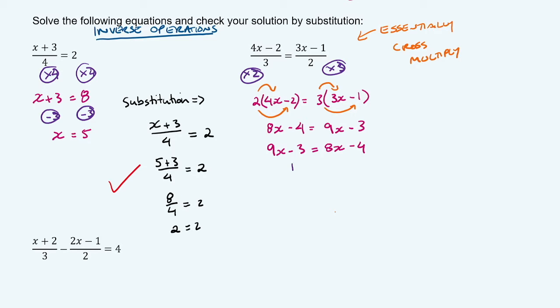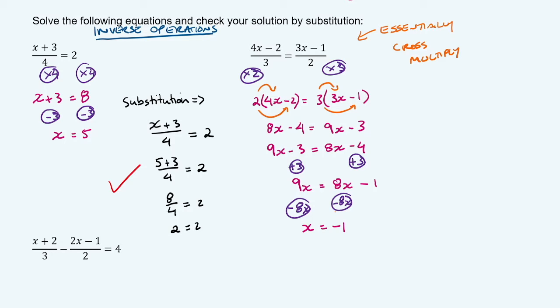Now I can start by adding 3 to both sides. Leaves me with 9x. And then I've got 8x minus 4 plus 3. So I actually have 8x minus 1. Then what I'm going to do is take 8x from both sides. And that's going to leave me with just x equals minus 1. Now if you chuck that minus 1 into that equation, you'll get that as the answer.